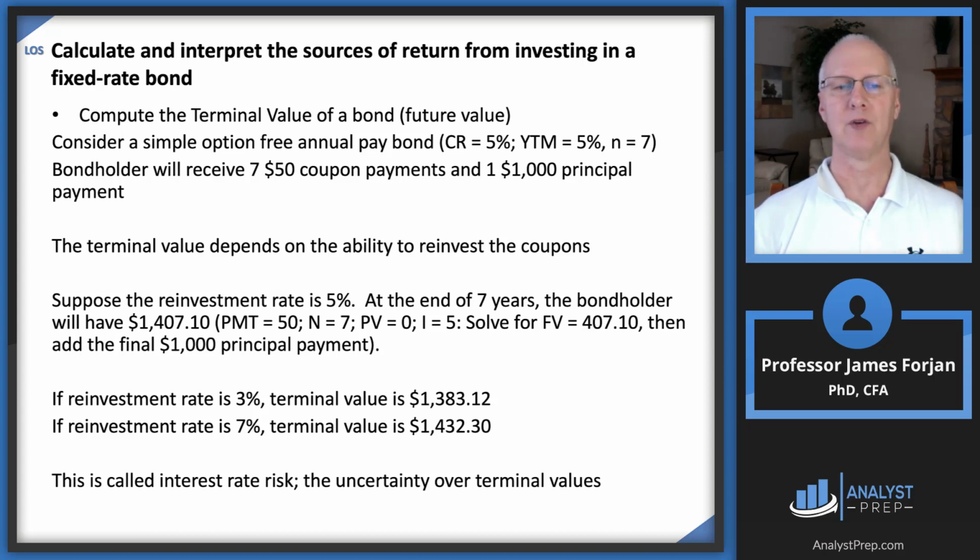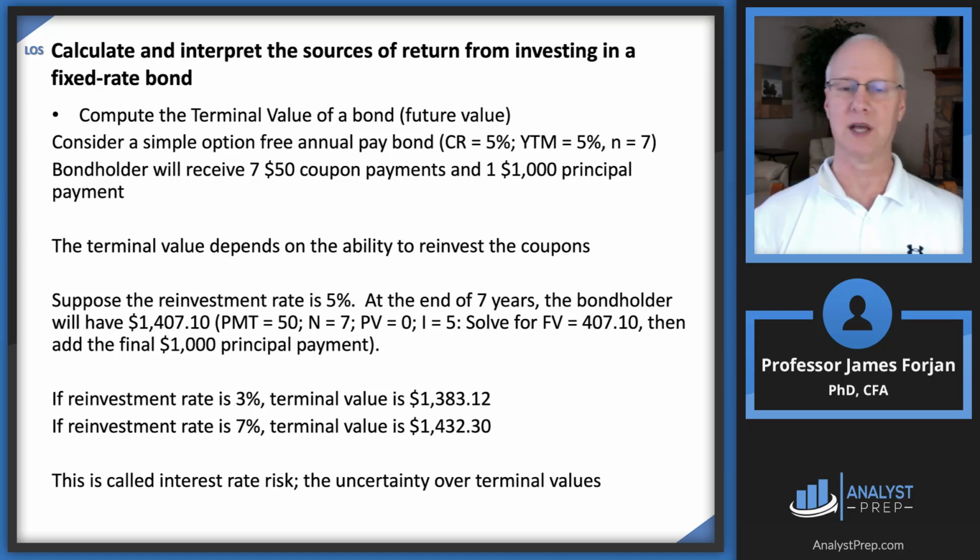At the end of 7 years, the bondholder will have $1,407. Let me show you how to calculate that. Go ahead and get your financial calculators out. We make payment 50, N 7, present value 0, and I, which is the yield to maturity, 5. Solve for future value. Our future value of the reinvested coupons is $407.10. Add that final $1,000 principal payment and you get the $1,407.